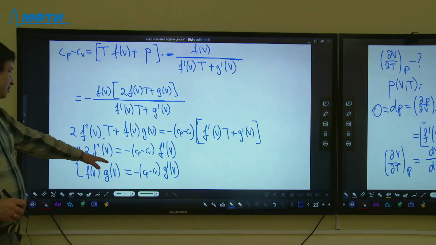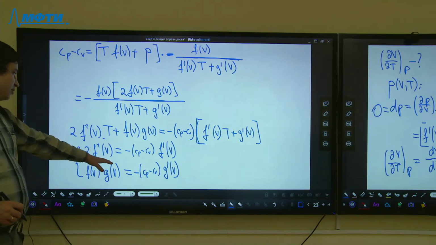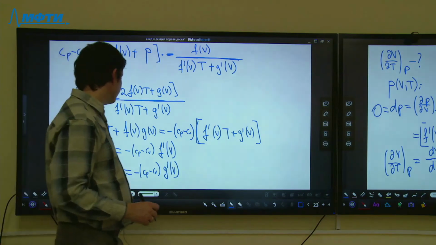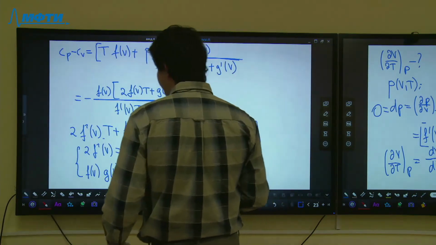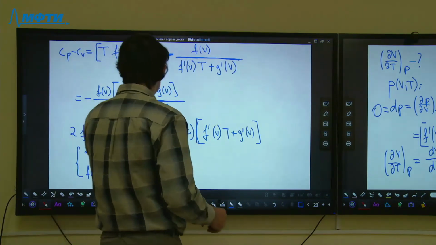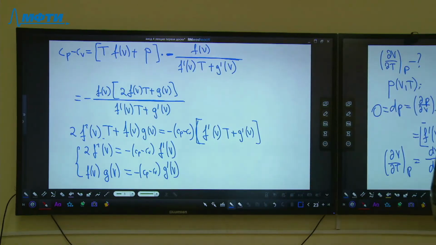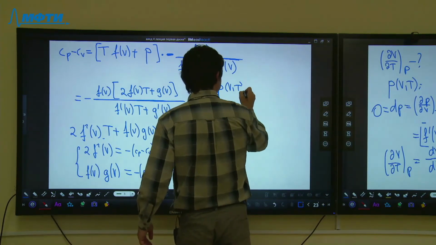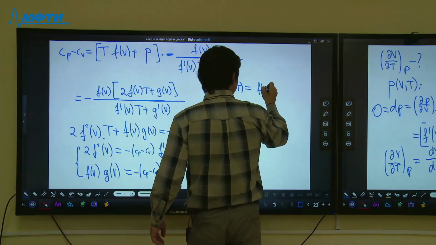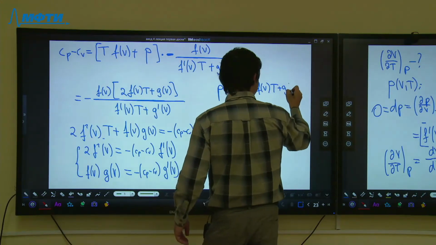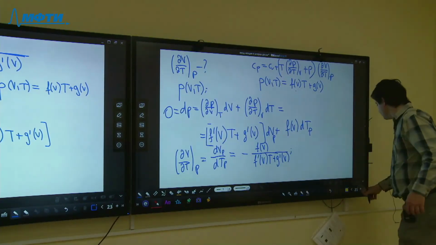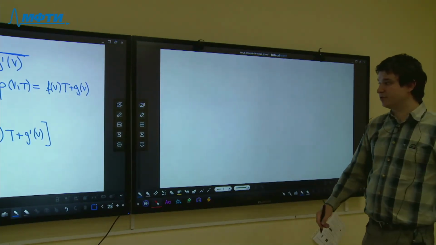I think we should start with the first one, because it contains only one function f of v. It doesn't contain g of v. While from the second one, we can try to determine g of v when we already know f of v. And now again, I write here that pressure as a function of volume and temperature equals f of v times T plus g of v. So that's essentially where we are going to.